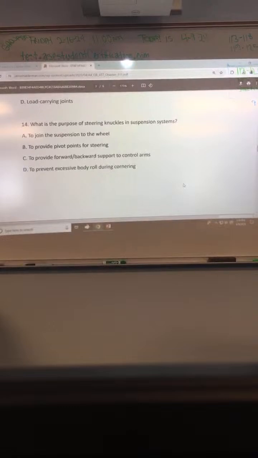What is the purpose of steering knuckles in suspension systems? C? Yeah. Nope, that would be strut, that would be strut rods. Is it B? Provide pivot points for your steering.